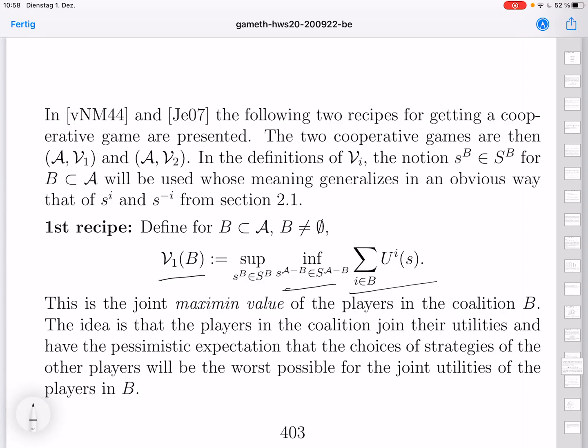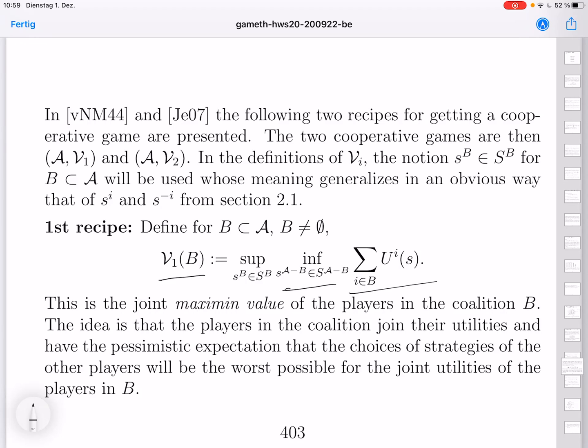That's here. And afterwards, because the players in the coalition B know this, a priori they have to try to get the supremum out of all these possible values. So they take the supremum over the infimum over these sums. So that's how this first recipe arises. The coalition value is this value, and because everything is finite here, this is well defined.